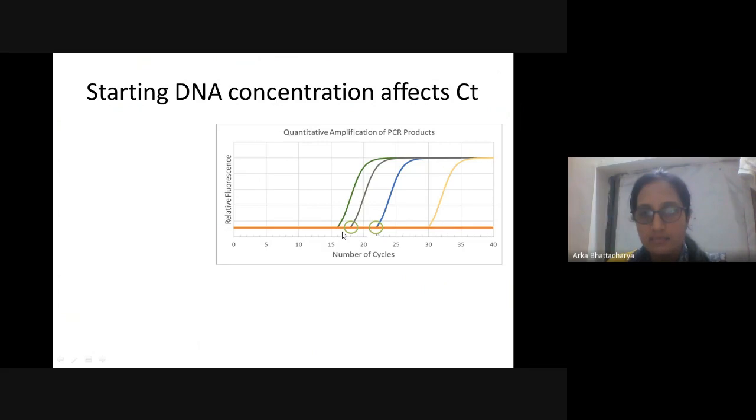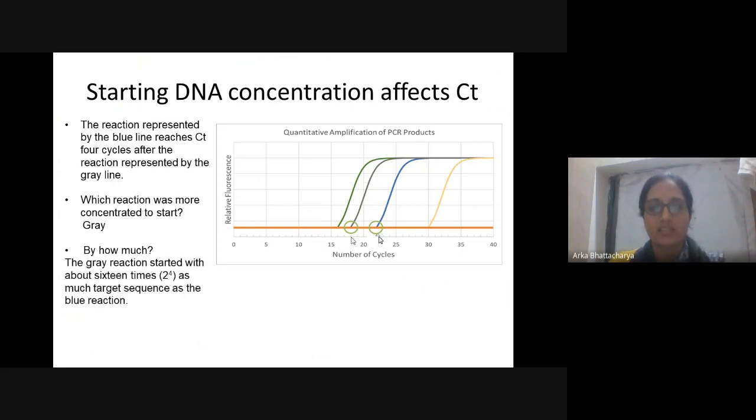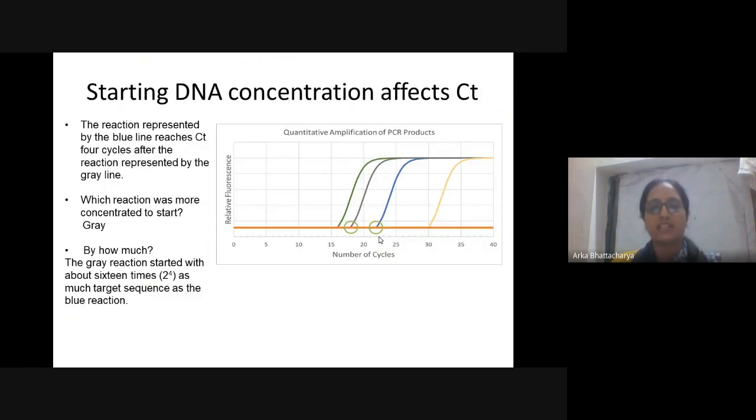If we compare the gray and blue ones, you can see the gray one has a CT at cycle number 18, and the blue one at cycle number 22. So the reaction represented by the blue line reaches CT 4 cycles after the gray one, so we can expect a difference of around 2 raised to the power 4. The DNA difference between these two samples is around 16 times.